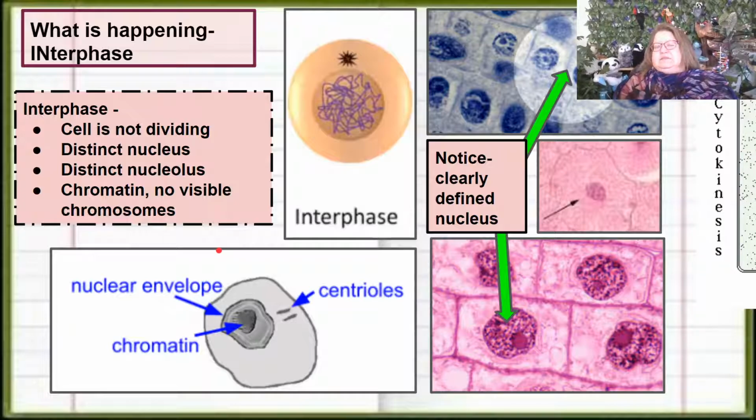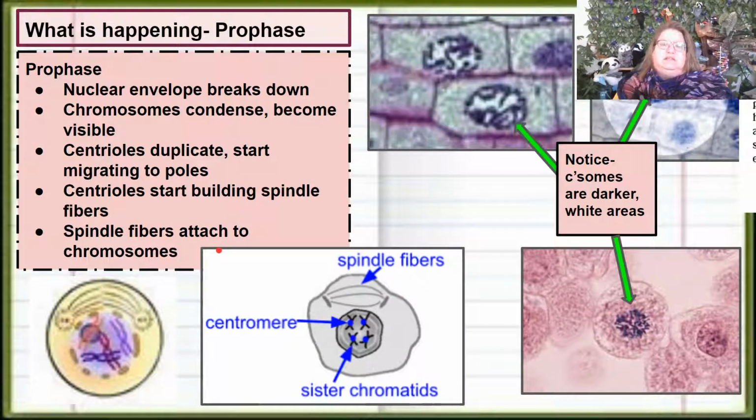Now, as the cell starts to divide, let's take a look at prophase. Prophase is the first official stage in mitosis, and there's a lot going on. So let's break this down, and then we'll look at our microscope slides. The cell is going to break down the nuclear envelope. The nuclear envelope kind of breaks apart. Under the microscope, this just kind of is seen as the nucleus gets bigger, less defined. We really can't tell where the nucleus starts and ends.